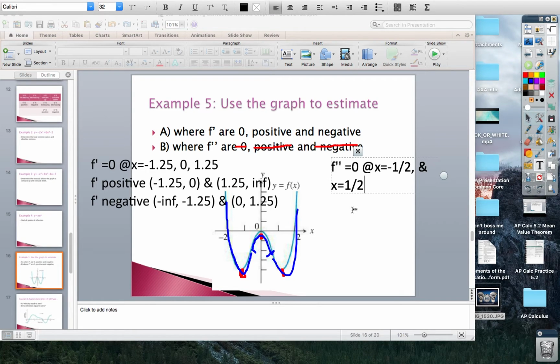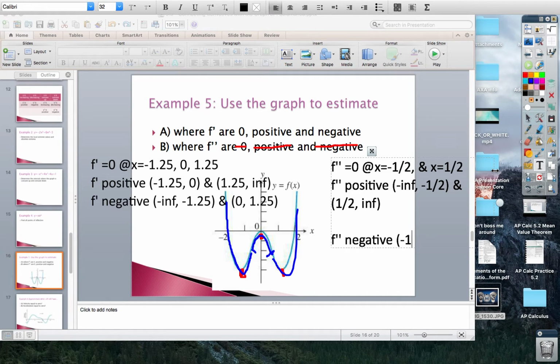So moving forward, f double prime is positive. That means it's concave up from negative infinity to about negative 1/2, and from 1/2 to infinity. F double prime is negative, which means it's concave down from negative 1/2 to 1/2. And that's it.